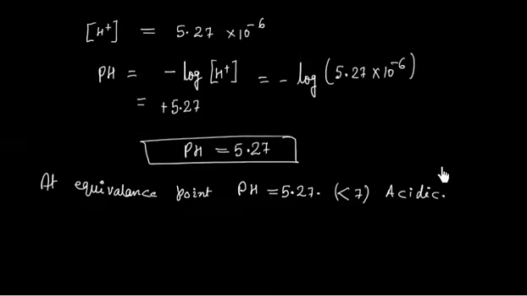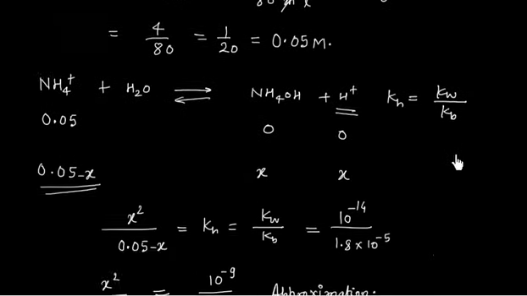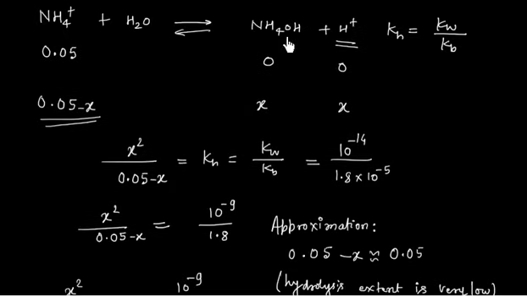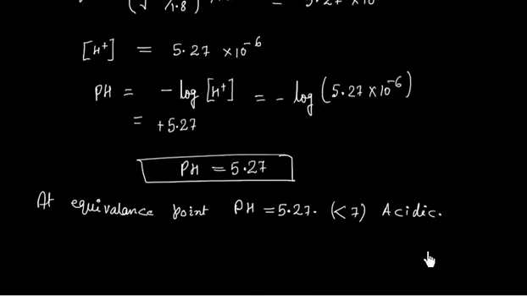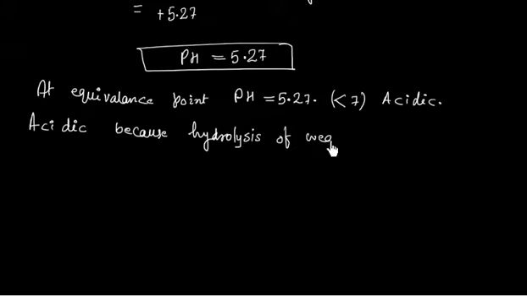And why do we have acidic? This is because of hydrolysis of the weak base salt, that is NH4 plus. Here we have hydrolysis of the weak base salt. So why do we have acidic? Acidic because of hydrolysis of the weak base salt, that is in this case NH4 plus.